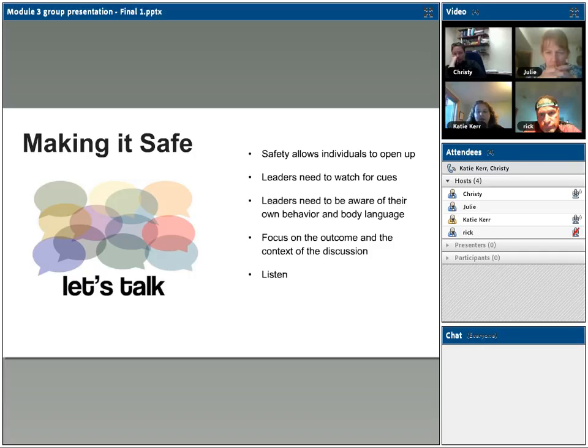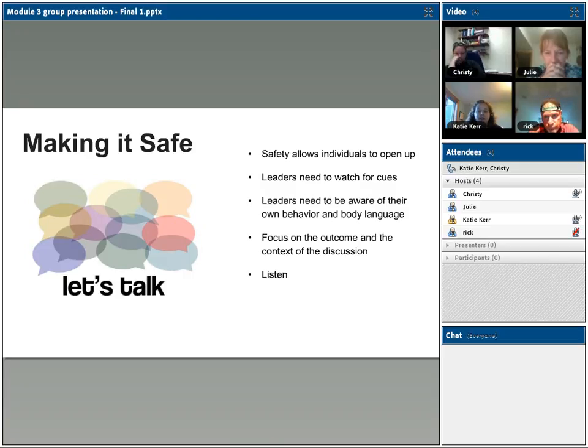So in terms of how a leader can bring a conflict to a healthy level, making the environment safe is key. In order for individuals to open up and discuss the issue at hand, they need to feel safe. Leaders need to understand the cues around them to identify when someone is not feeling safe, so paying attention to their body language is really important. They also need to be observing others while observing themselves. Their own behaviors and their own body language will send cues to those involved in the conflict.